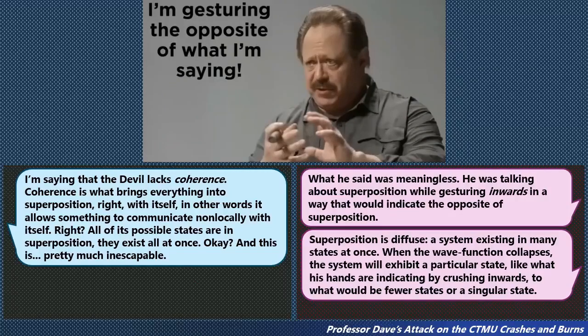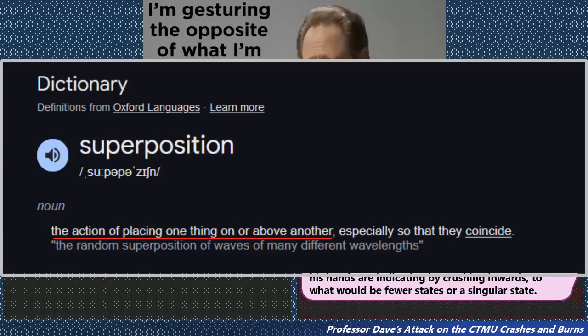First of all, Chris Langan didn't say quantum superposition in this context. All he said was superposition, and I don't see the word diffuse in the definition of superposition. If you're going to be as pernickety about words and hand gestures as you have been, you should live up to that standard yourself. The definition of superposition, I found, agrees perfectly well with Langan's choice of hand gesture: the action of placing one thing on or above another, like Christopher is doing with his fingers.